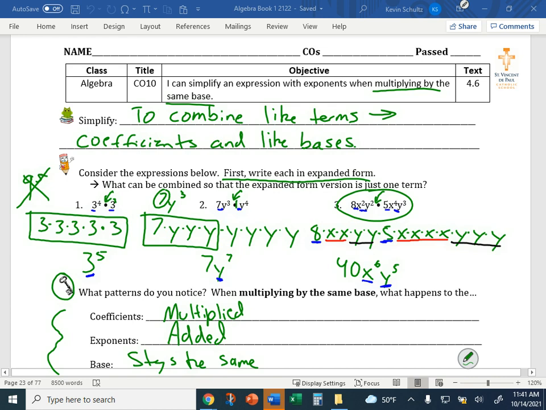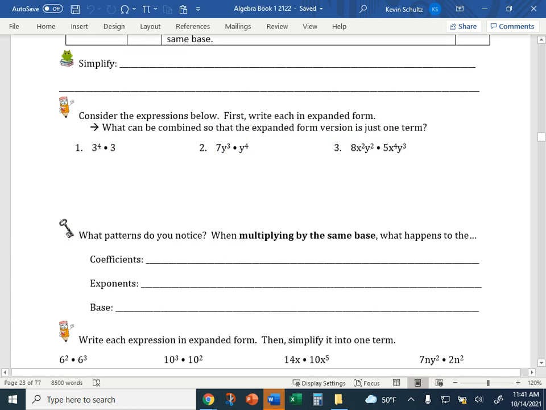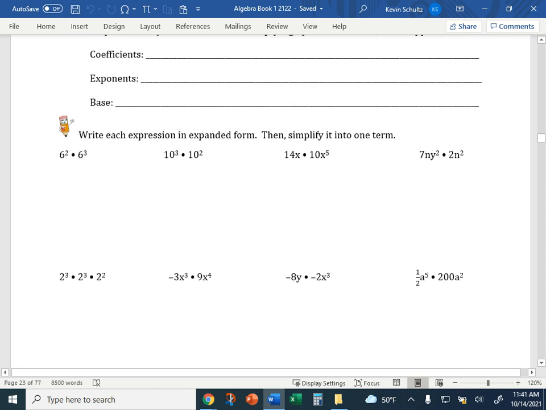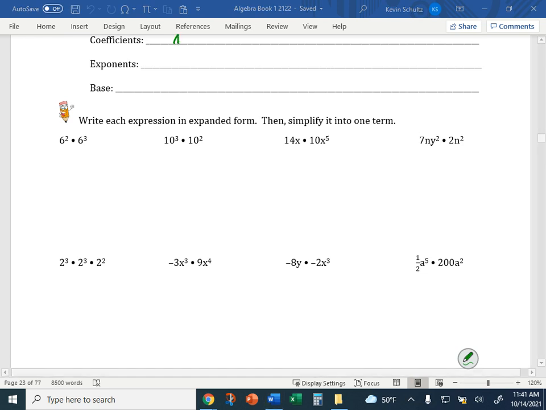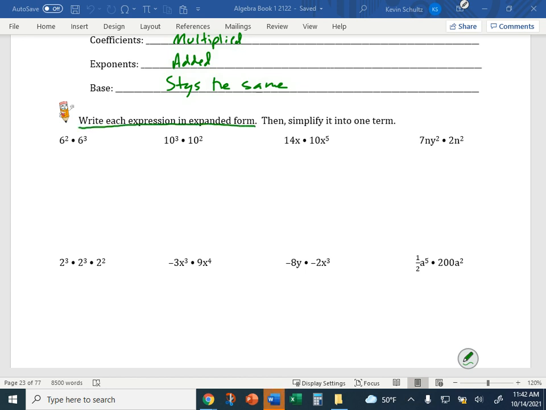Okay, let's go down the page a little bit, see what we have in store for us here. I'm going to rewrite what we did here just in case you missed the notes, so everyone's got it. The coefficients are multiplied, the exponents are added, and the base stays the same. Okay, first one, 6 squared times 6 cubed. I require you on this page to write each expression in expanded form first, just to help you avoid making that mistake of writing 36 to the 5th.